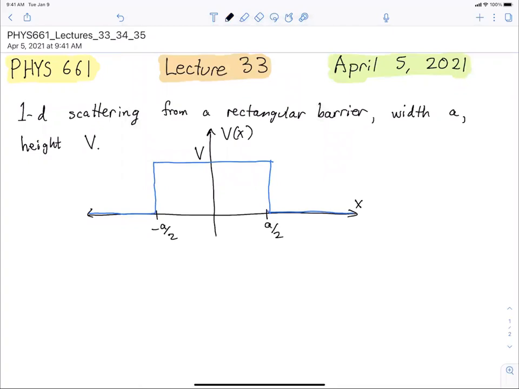And then we're going to divide this into regions the way we did last time. So on the far left is region 1, on the far right is region 2, and this time we have one intermediate region, region 3 here. Okay, and just to write down a formula for the potential, this is equal to 0 if the absolute value of x is less than A over 2, and it's equal to V otherwise.